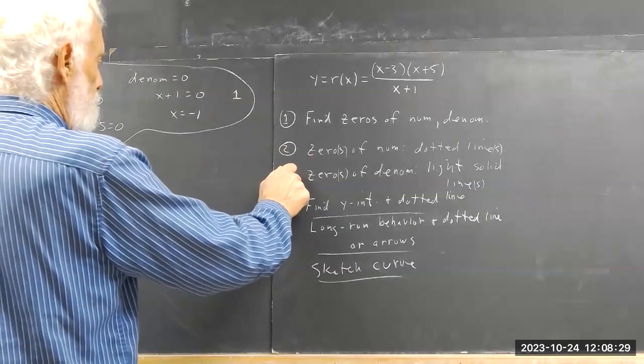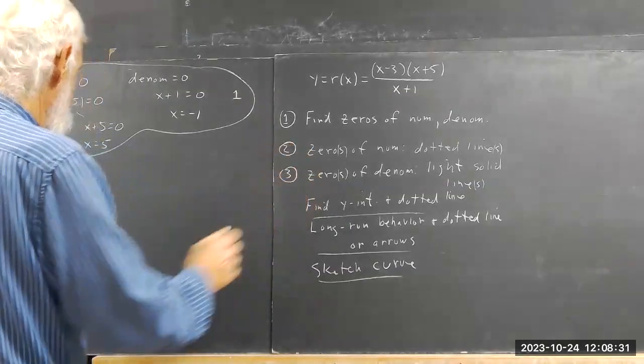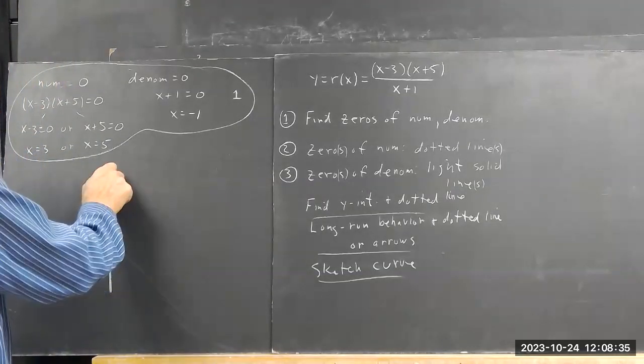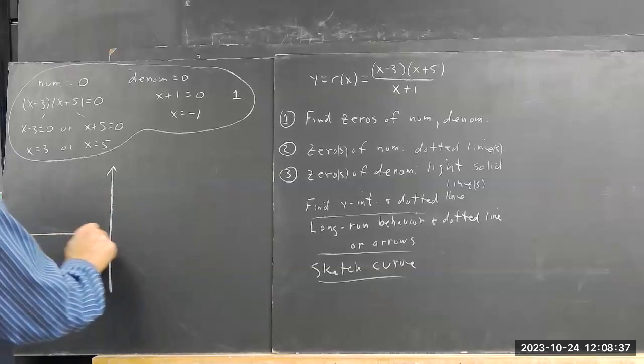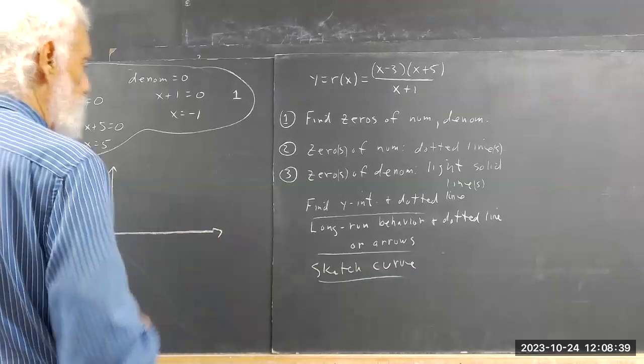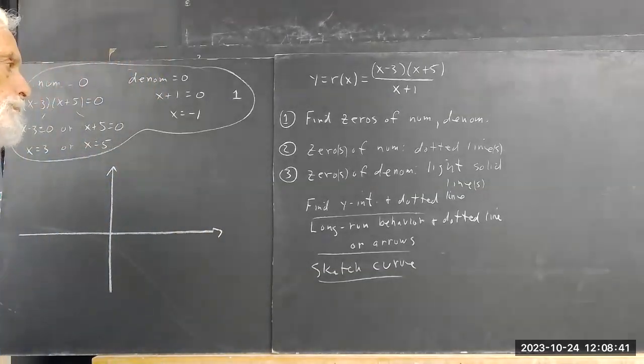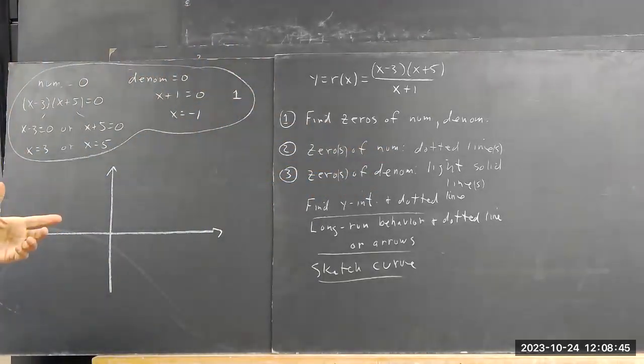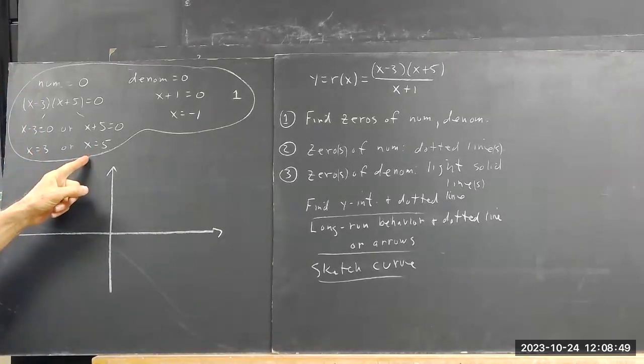And we can really put that together with step 3. It's okay to kind of do these both in one step. So here we have a graph. And the zeros of the numerator are going to be indicated by dotted lines. What are the dotted lines? The lines x equals 3 and x equals 5.